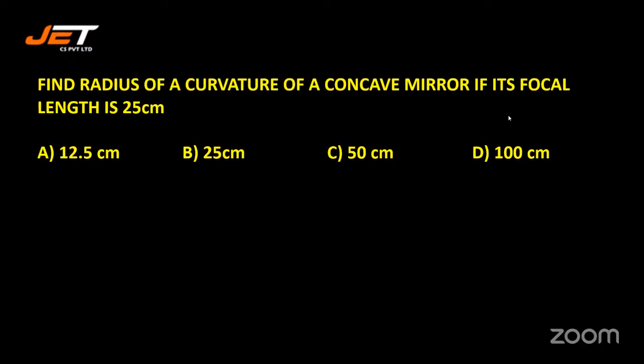Find the radius of curvature of a concave mirror if its focal length is 25 centimeters. ఇక్కడ ఏమి ఇచ్చాడు? మనకి ఫోకల్ లెంత్ ఇచ్చాడు. ఫోకల్ లెంత్ 25 సెంటీమీటర్స్ అంటున్నాడు. ఏం కనుక్కోమంటున్నారు? రేడియస్ ఆఫ్ కర్వేచర్. ఫార్ములా రేడియస్ ఆఫ్ కర్వేచర్ అండ్ ఫోకల్ లెంత్ కి R is equal to 2f. సో ఇక్కడ డైరెక్ట్ గా అప్లై చేసేయచ్చు, ఎందుకంటే ఫోకల్ లెంత్ ఆల్రెడీ ఇచ్చాడు, మనం కనుక్కోవాల్సింది రేడియస్ ఆఫ్ కర్వేచర్. సో లెట్ us see, అంటే R is equal to 2 into 25.